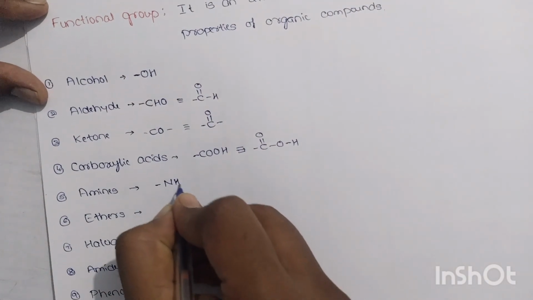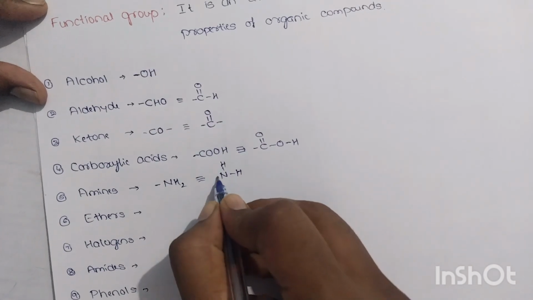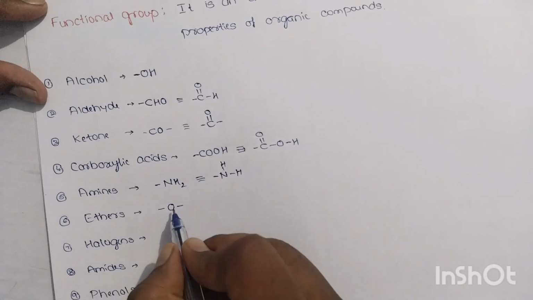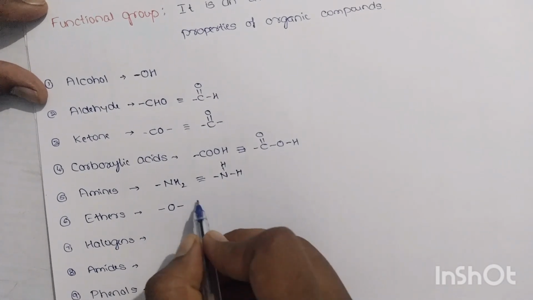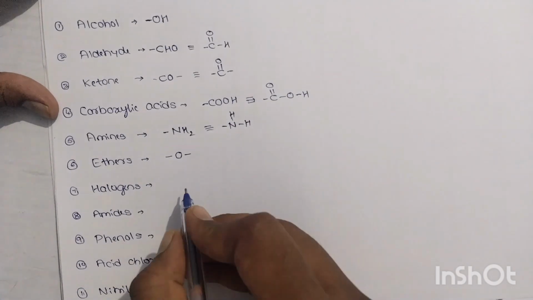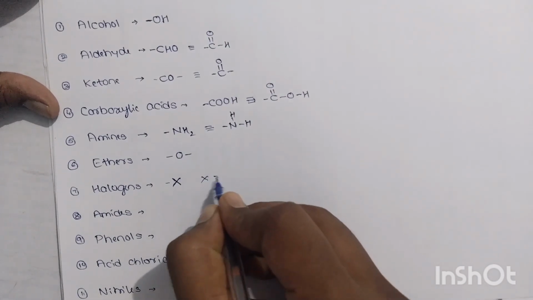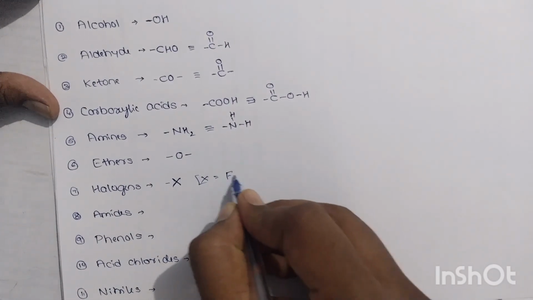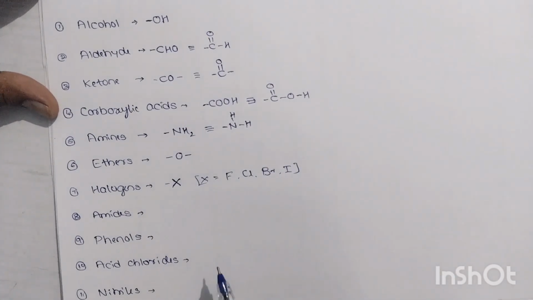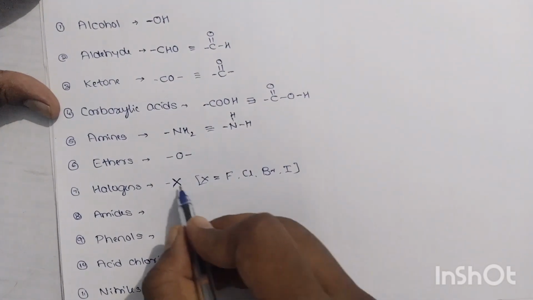Next, NH2 is the functional group of amine. Then ethers: O having two bonds, where you can have the alkyl groups on both sides. This is the ether functional group. Halogens, we indicate the halogens as X. X may be fluorine, chlorine, bromine and iodine. Fluorine, chlorine, bromine and iodine are the halogens. We indicate these halogens as X.